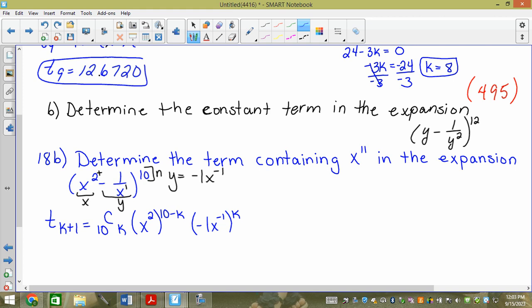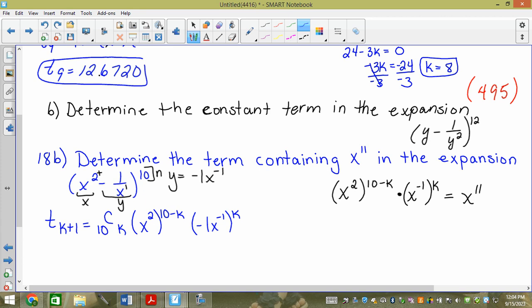So I'm going to do x squared to the 10 minus k times the other x. I'm not taking the negative 1 because I don't take any coefficients. x to the negative 1 to the k. And when I wanted the constant, I set it equal to x to the 0. But I don't want the constant this time. I want the term containing x to the 11. And when do you know to do this? When you get one with a variable like y and the other one's a fraction.